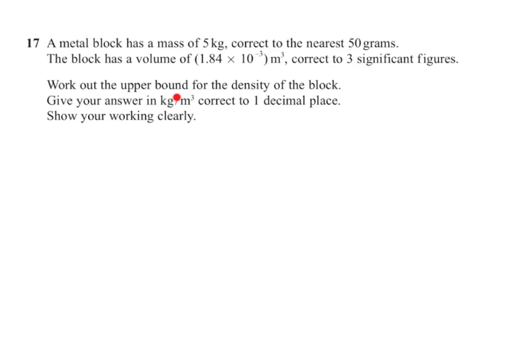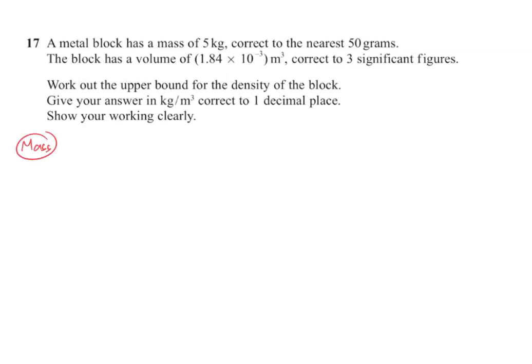Work out the upper bound of the density of the block. Give your answer in kilograms per meter cubed, correct to 1 decimal place. Show your working clearly. The best way of approaching any bounds question is to look at the units and the numbers that you're using, and just work out the bounds for each of the ones that you're using. So we're going to focus on mass to begin with.